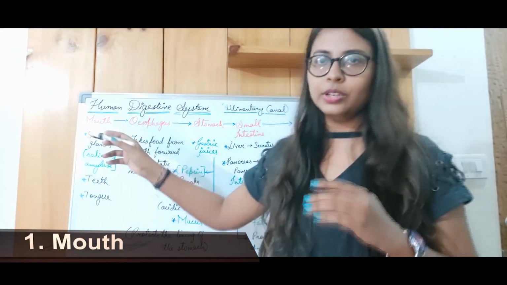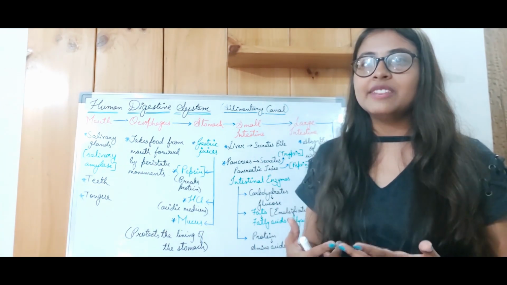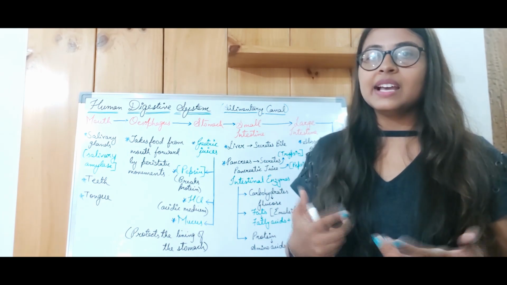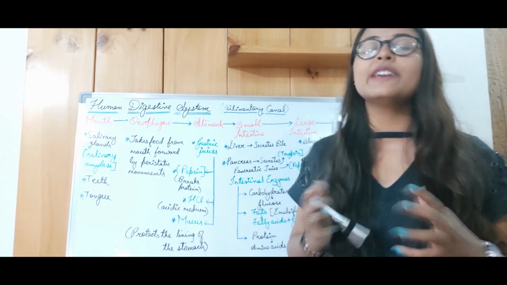So see, first is mouth. Mouth consists of three basic components, which is the salivary glands. Salivary glands secrete saliva. Saliva में salivary amylase होता है. Amylase are a type of enzymes.